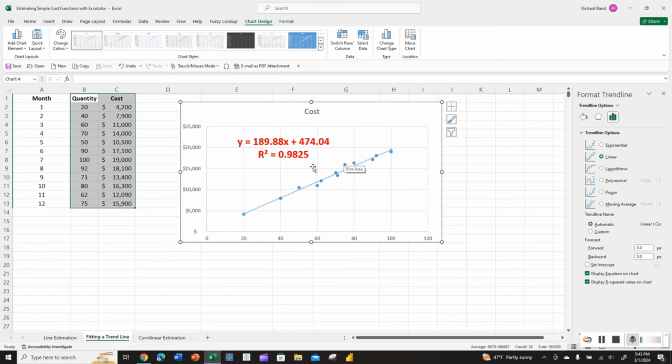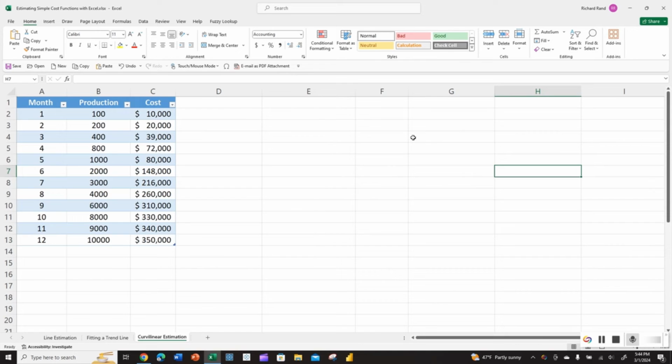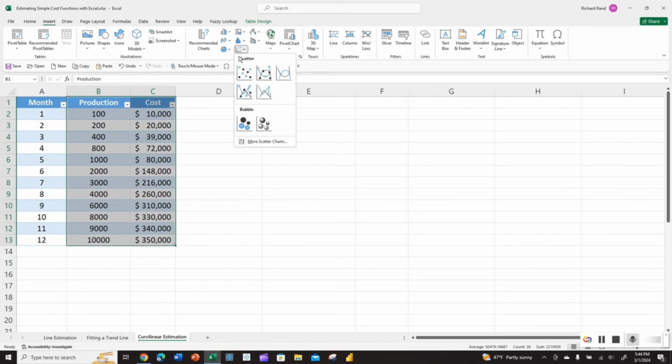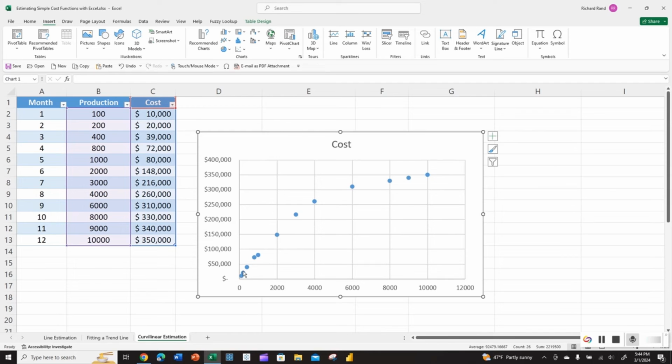Now, what we're going to do next is look at how we do a curvilinear function. This is a different set of data, and this data here will look a little bit different when we plot it. Remember what I said, I always like to plot the data first to see what it looks like. So I'll highlight the data, go to Insert, go over here, I'll do a scatter plot of my data. And you can see this data is clearly not a straight line.